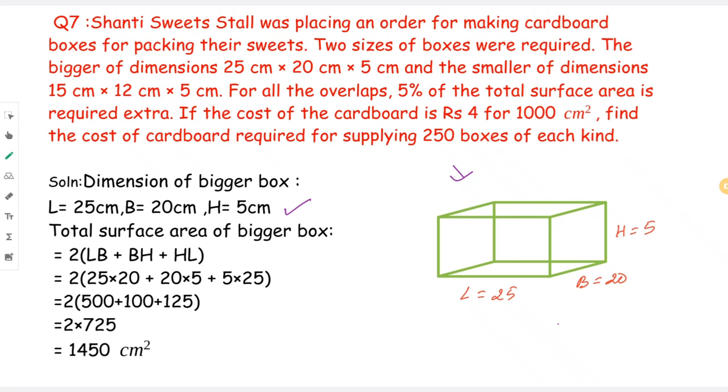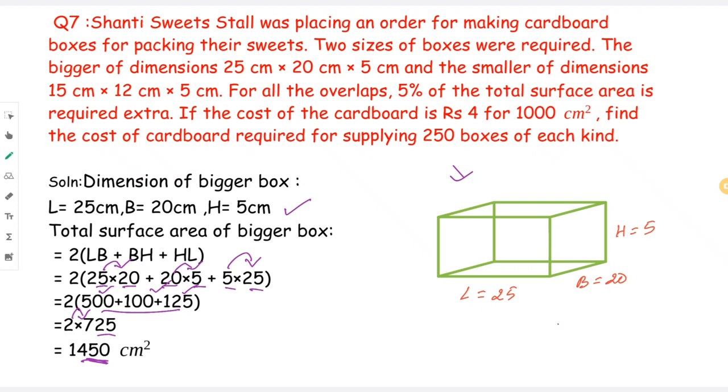Length is 25, breadth is 20, breadth is 20, height is 5, height is 5, length is 25. Then 25 into 20, I'll get 500. 20 into 5, I'll get 100. Then 5 into 25, I'll get 125. So if I add all this, I'm going to get 725. Multiply by 2, you're going to get 1450 centimeters square. So this is the total surface area of one big box. Clear? We found for 1. How do I find for 250? I just have to multiply into 250, right?